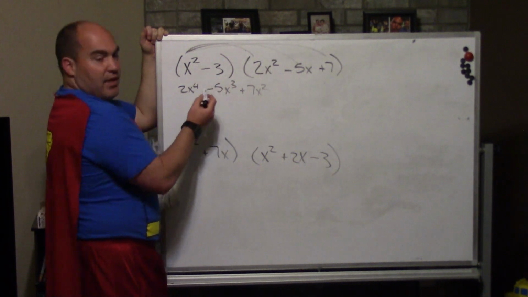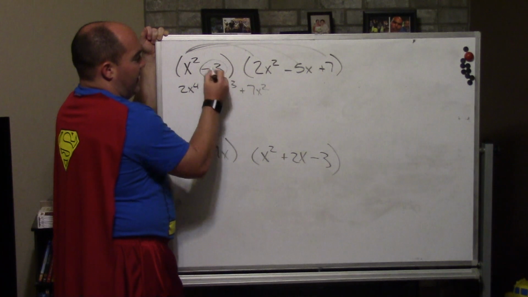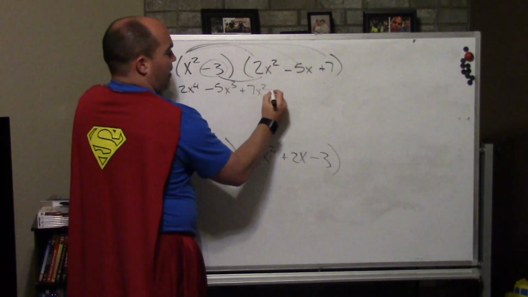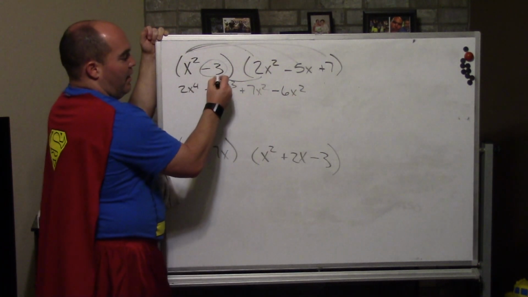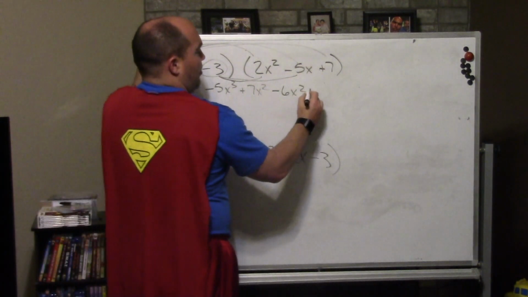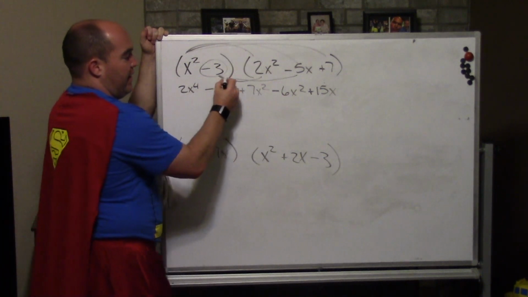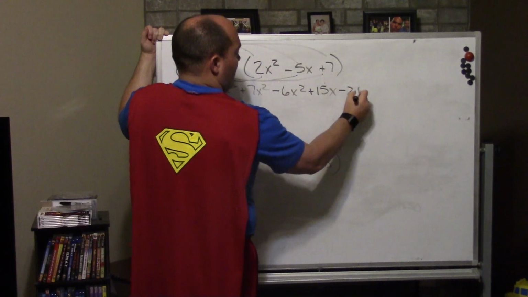Alright, I always forget to leave enough room right here. So negative 3, remember I've got this negative 3, and it's got to go times the 2x squared, so that's going to be negative 6x squared. Then negative 3 times the negative 5, so that's going to be positive 15x, and the negative 3 times the 7 is negative 21.